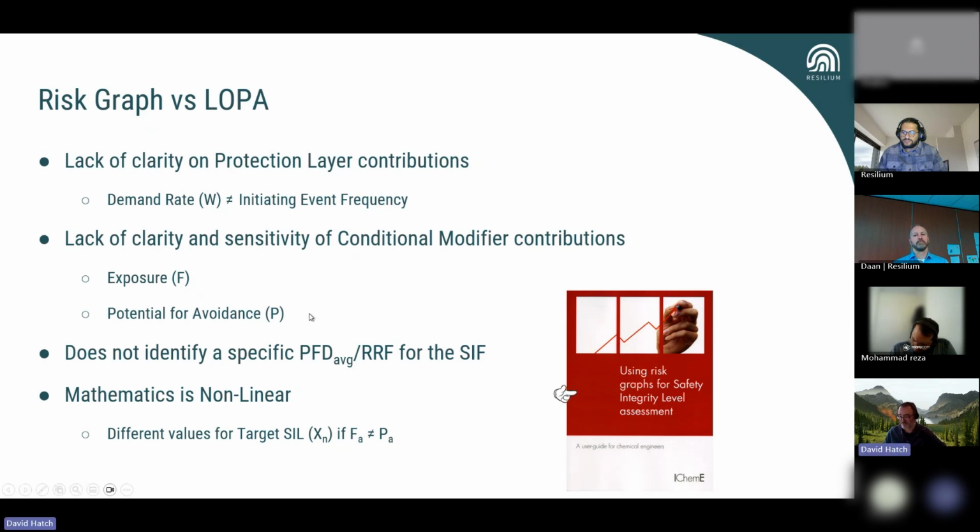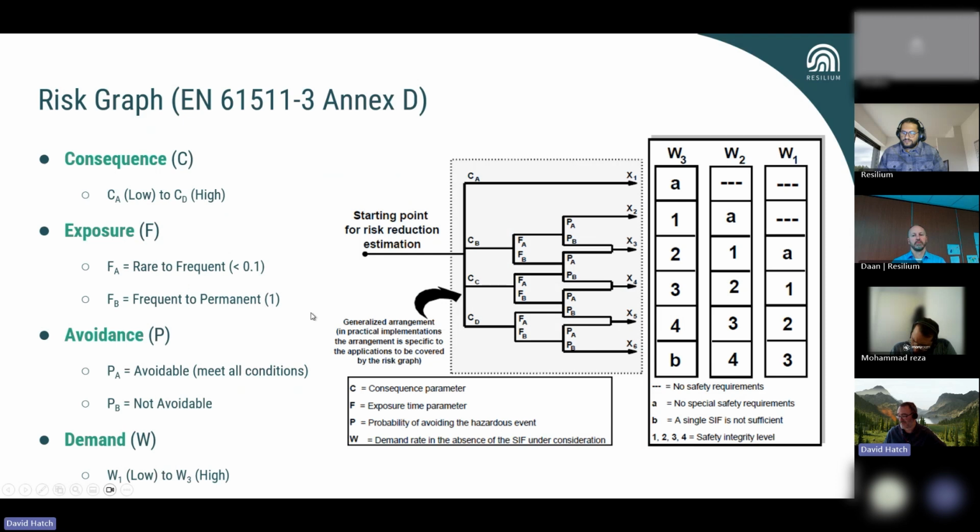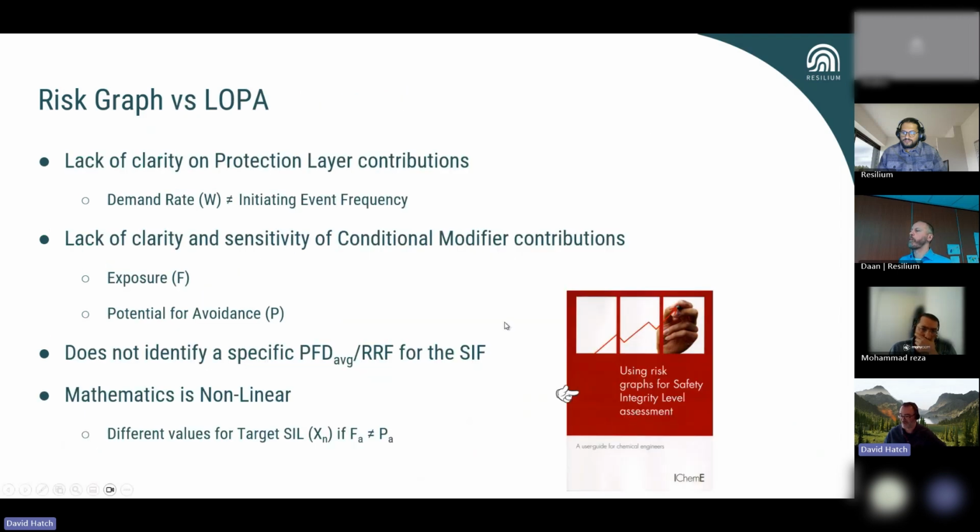One of the big challenges about your risk graph is it's just giving you a safety integrity level number 1, 2, 3, 4. It doesn't actually give you a target probability of failure on demand. So within that ranking or gradient, you've got a range of probability of failure on demand. So even though you've got a safety integrity level requirement of 2, they can vary, worst case, by a factor of 10. So the risk graph doesn't give you that, whereas the LOPA does give you that risk reduction requirement.